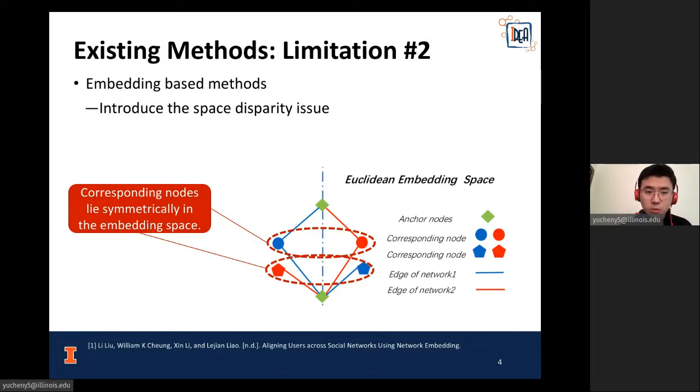However, this kind of method will introduce the space disparity issue. Like in this figure, even for two isomorphic networks, the blue line is network one and the red line is network two. We can see that for a human, it is very easy to align these nodes. For example, the blue round node should be aligned to the right round node. However, because they are embedded in different spaces, the embedding-based method cannot put them in a unified space. So the blue round node has been aligned to the right rectangle node, which is a wrong alignment.